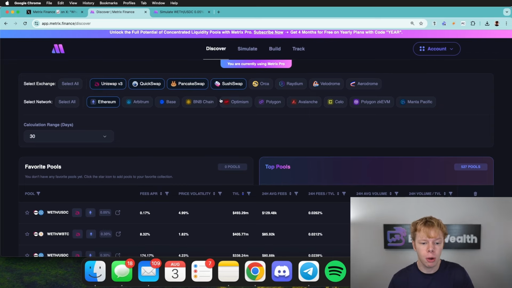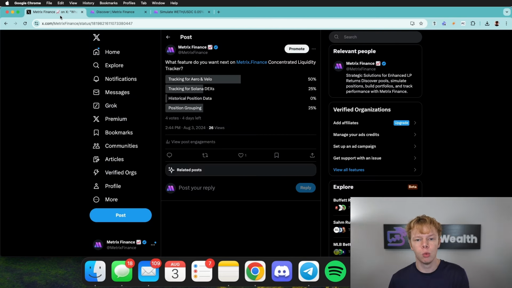And as far as networks go, it supports every network except Avalanche and Binance Smart Chain, which will be coming relatively soon. I need your guys' help to let us know what you want to see on Metrix Track next. Do you want to see tracking for Aerodrome and Velodrome positions? Or maybe tracking for Solana decentralized exchanges? If you want to see historical position data so you can see fees collected each day, or maybe position grouping where you can group multiple Ethereum and USDC positions together so you can see overall performance of those.